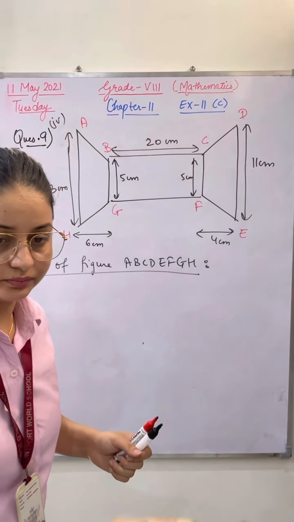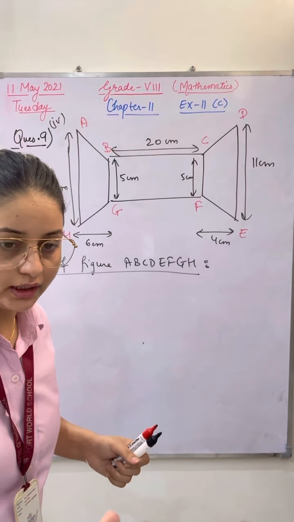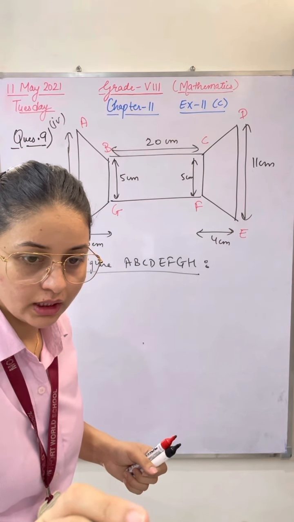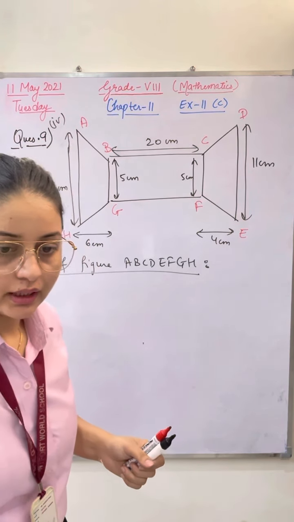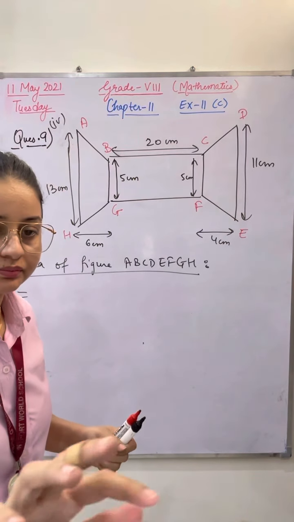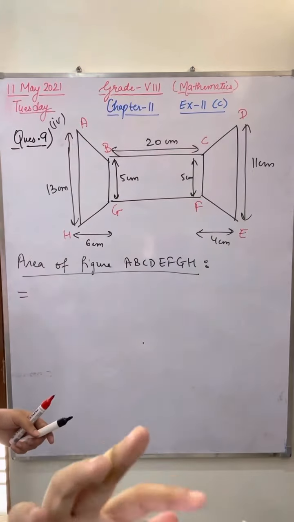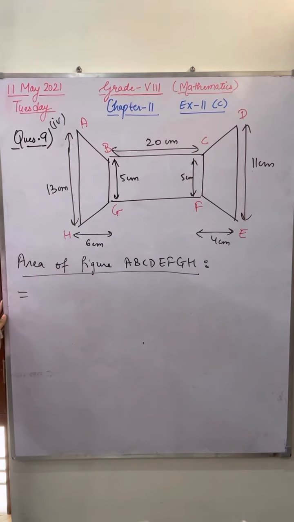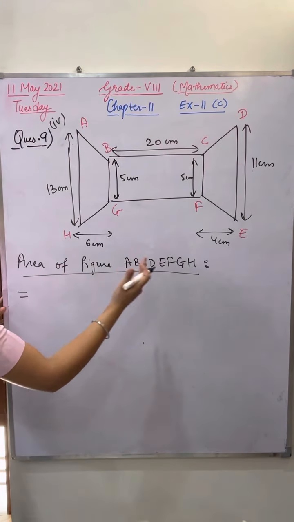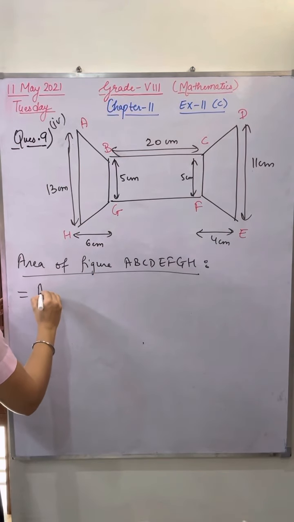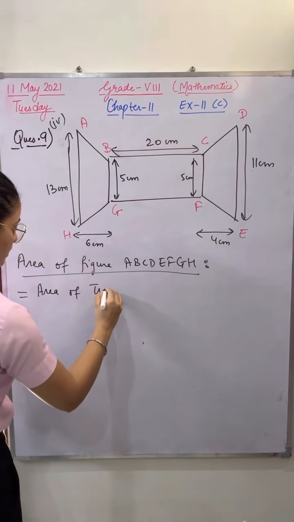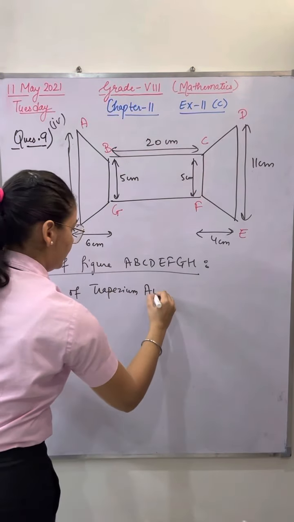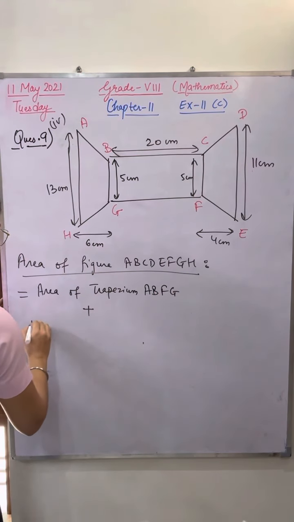Very good, Lakshita. Someone has given the correct answer. Ashpreet Kaur, good morning. Please tell me in how many parts I can split this complete shape? Ma'am, 3 figures. Please tell me the names of those figures. Ma'am, area of trapezium ABFG. Very good.